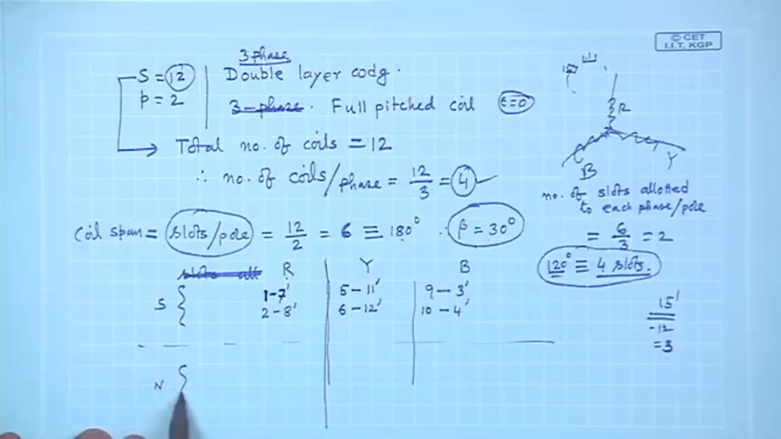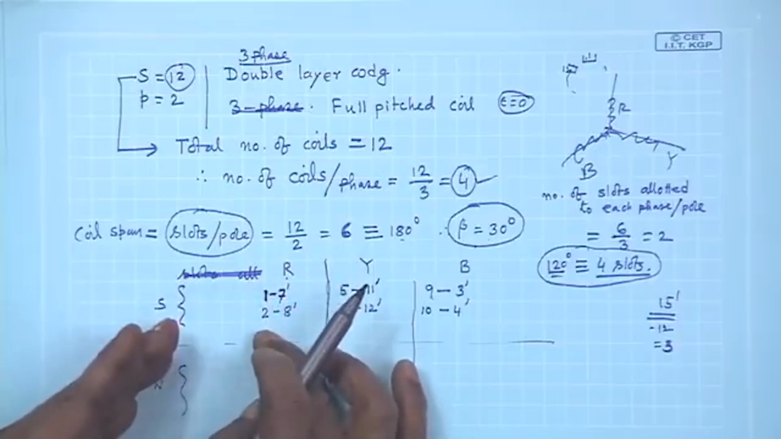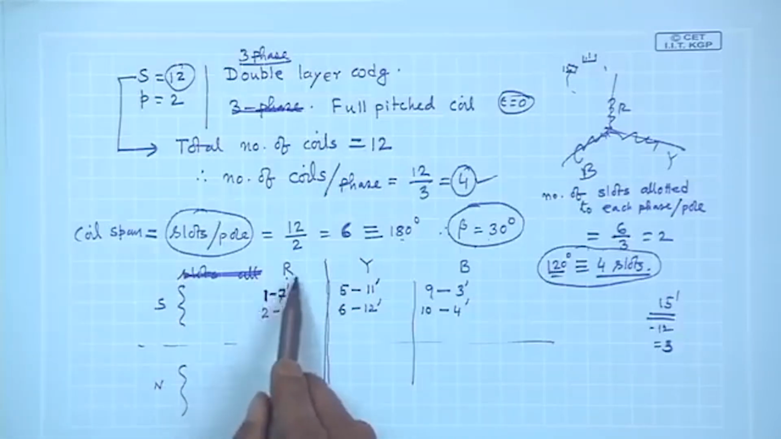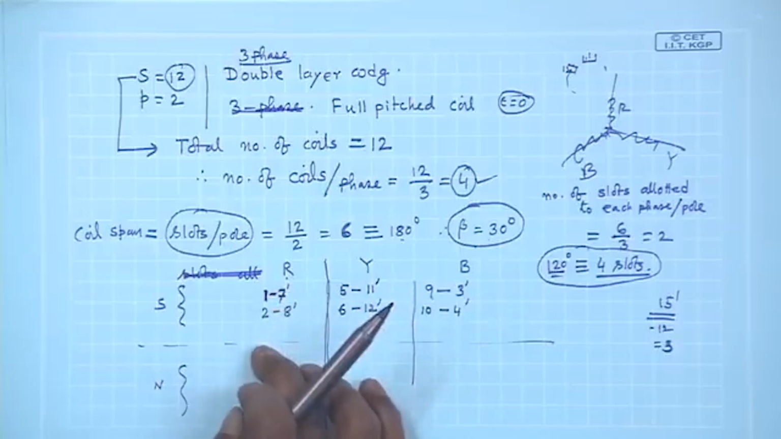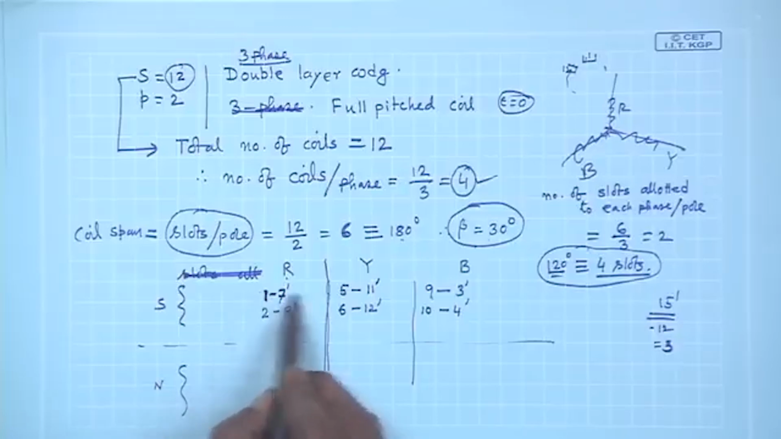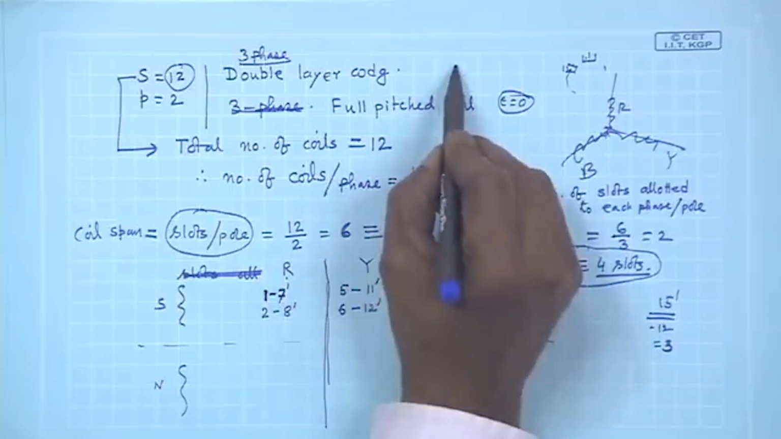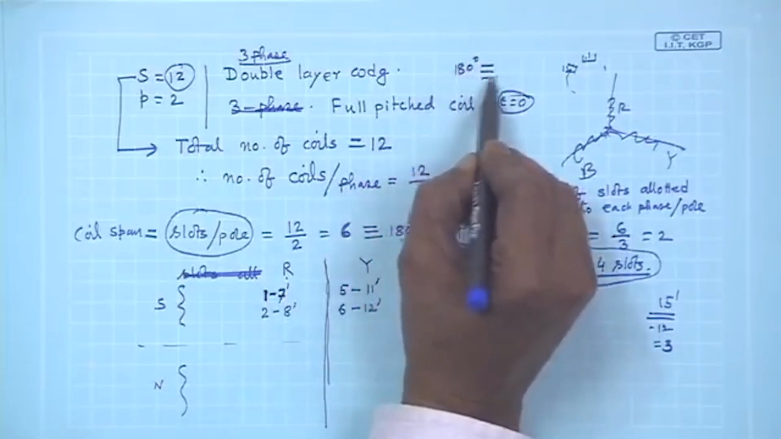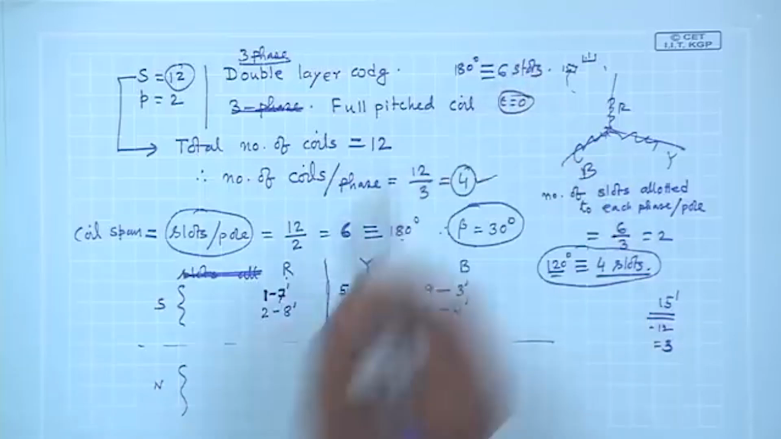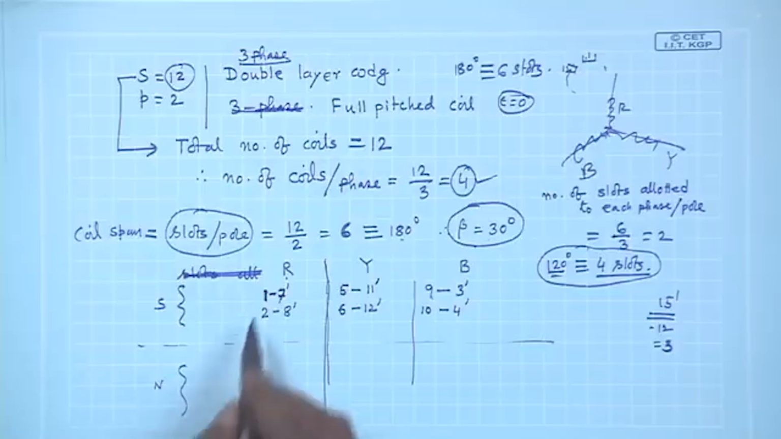Suppose you see the other pole, that is, you have started R phase and under one pole you have allotted 2 slots here. Then the next 2 coils which will also be distributed should start after 180 degree, because the angle between south and north pole pitch is 180 degree. 180 degree is equivalent to 6 slots. So, it should start from 7, that is 1 to 7.